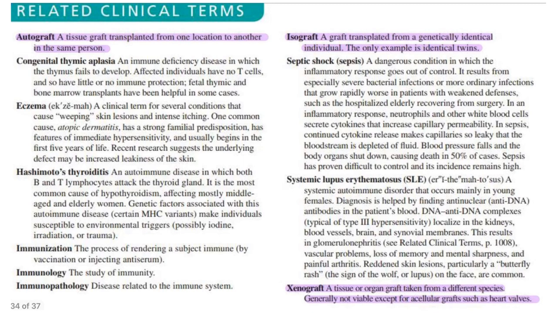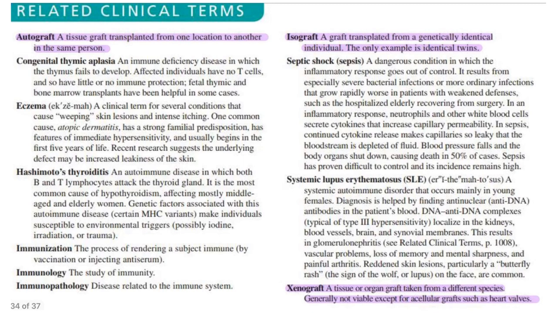Sometimes a tissue graft is transplanted from one location in our body to another location, but only within the same person. This is known as an autograft.